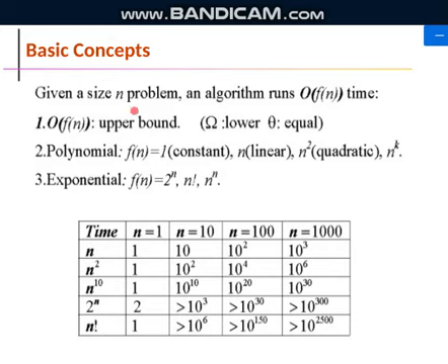Yes, so we have two types, one is polynomial and one is exponential. So what is polynomial? 1, n square, log n, all these are polynomial. Exponential is nothing but 2 to the power n, 3 to the power n, n to the power n, factorial. So all these are exponential terms. Okay, so here for polynomial, you have the examples.